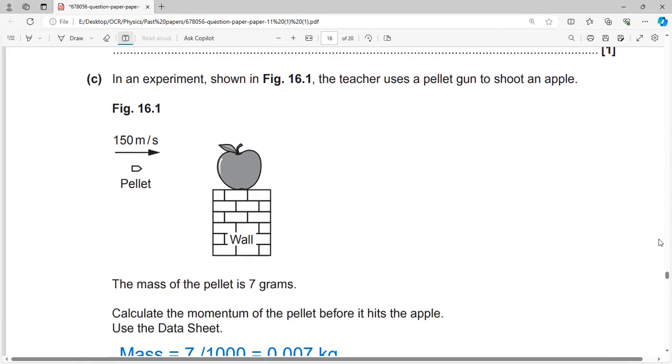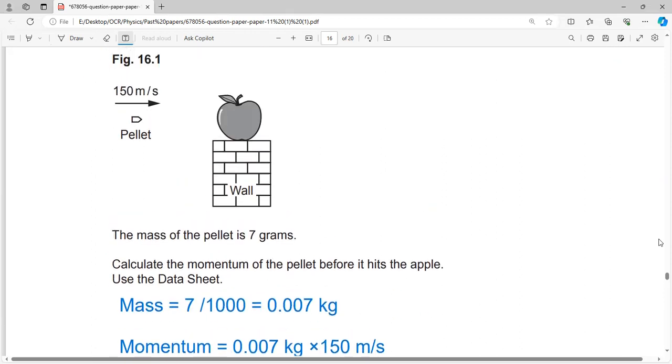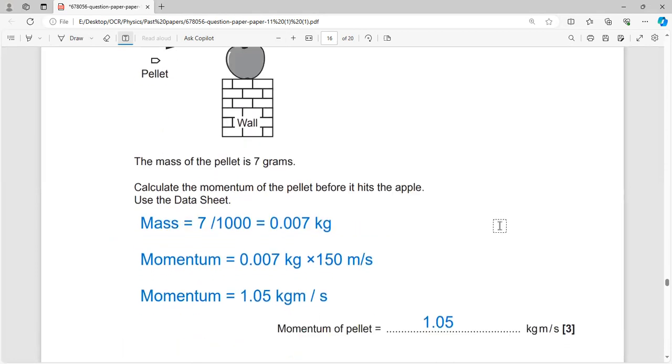We're going to proceed to the next question here. In an experiment, shown in figure 16.1, the teacher uses a pellet gun to shoot an apple. Now, the velocity of this pellet is 150 meter per second. This is our initial velocity. The mass of the pellet is 7 grams here. So first we will calculate the momentum of the pellet before it hits the apple. Before it is heading to the apple, we're going to calculate its momentum.